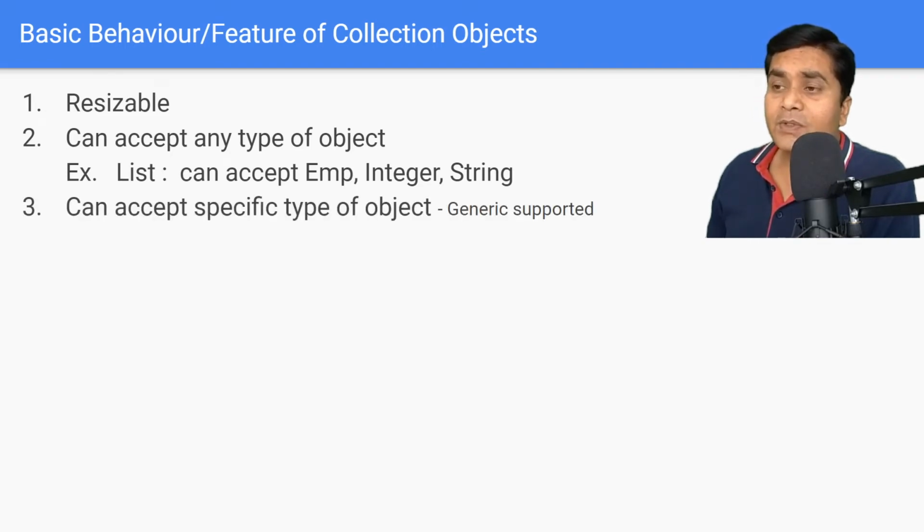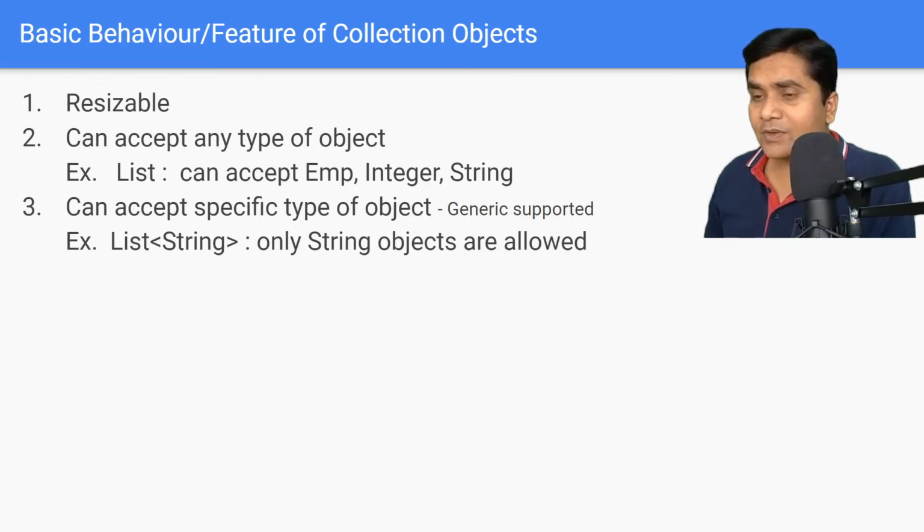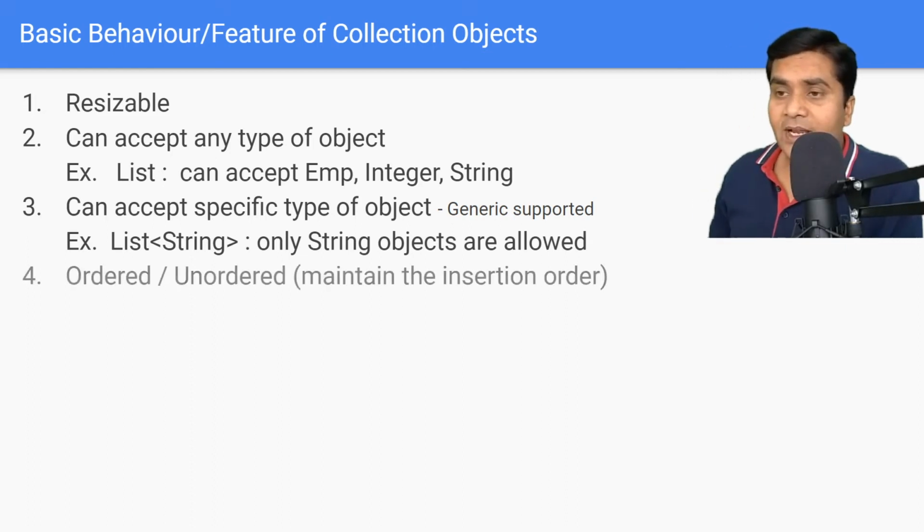It is a better approach to use the generic supported feature. Generic means while declaring the list, you must define the type of data the list is going to accept. So in my case, for example, I'm going to accept a list of string, meaning only string objects will be allowed here, right?